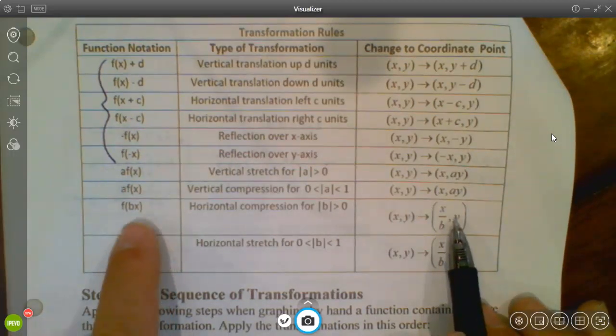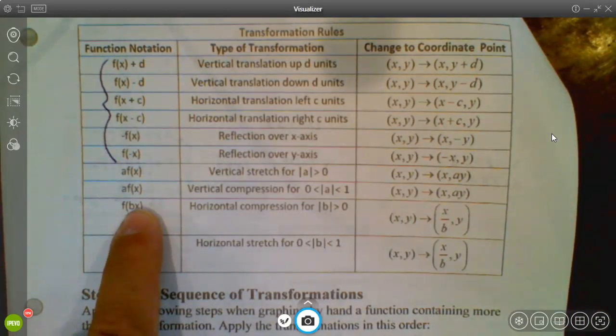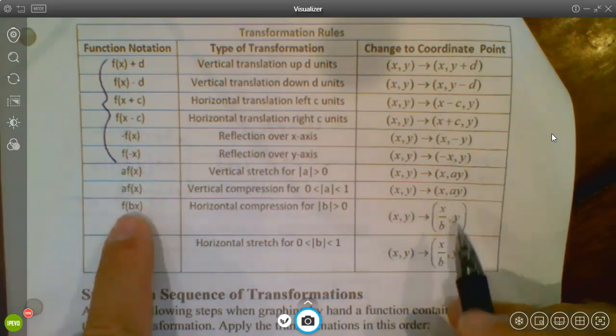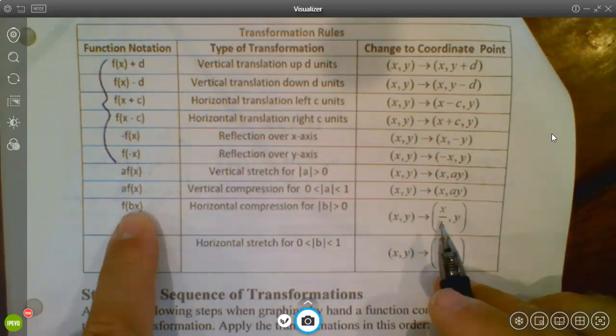Okay, so here's the horizontal stuff. Again, you can see this is now attached to x. And anything that is attached to x affects your graph left and right, and it does the opposite of what you would expect it to do. So the vertical stuff does exactly what you would expect. However, the horizontal stuff does the opposite of what you would expect.